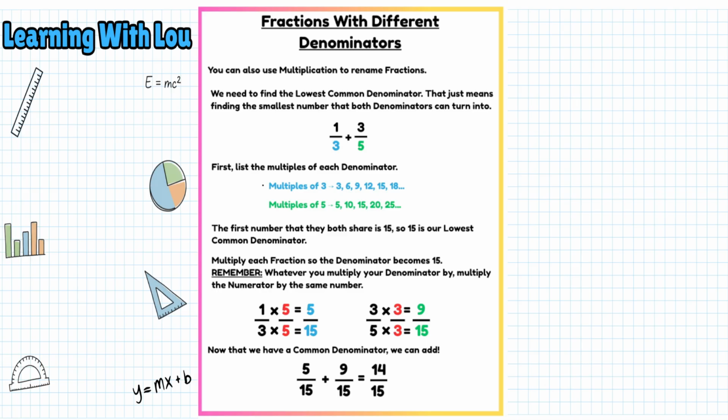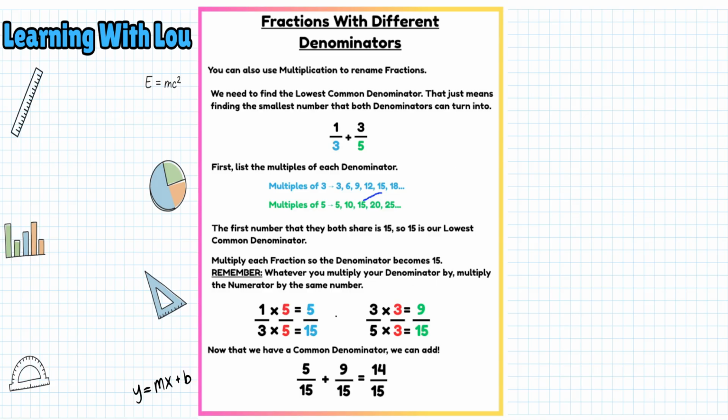So I have my list of multiples for 3 and my list of multiples for 5. And what I want to do is look for the first number that appears in both lists. I'm not looking for any number that's in both. I want to find the smallest one. So it looks like my first one that matches is 15, and there's actually nothing else that matches, so 15 is definitely our lowest common denominator.